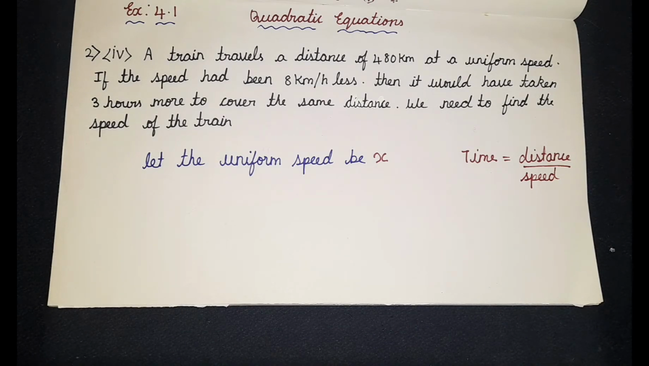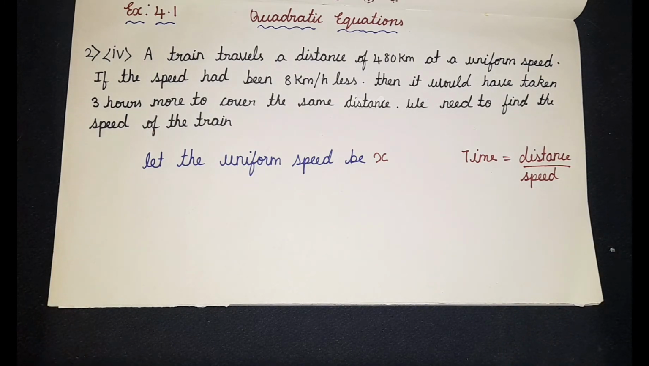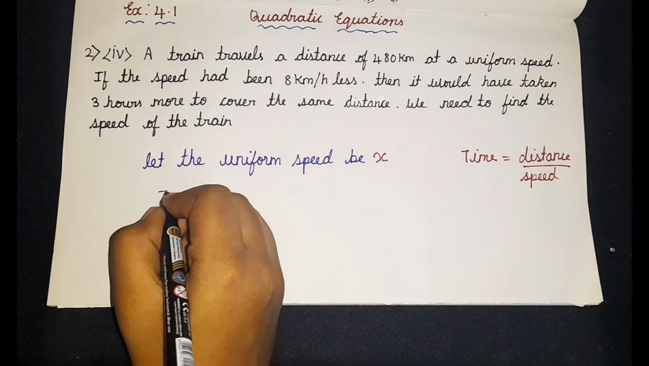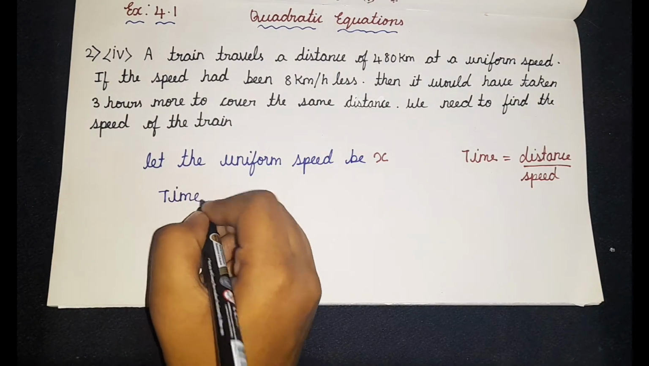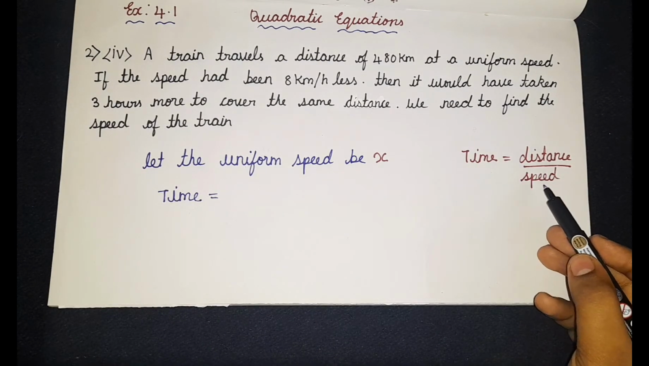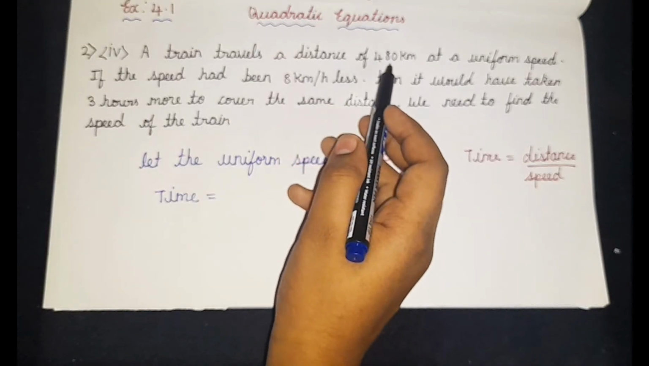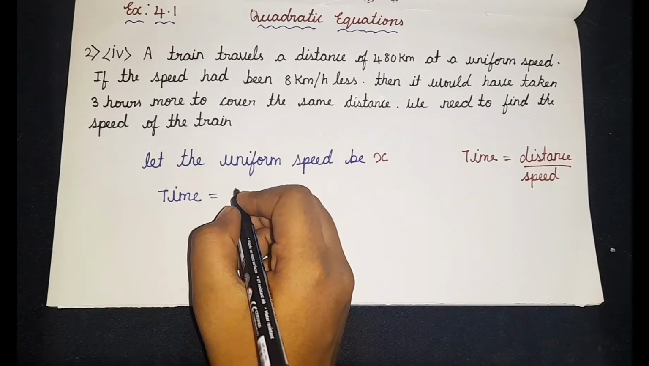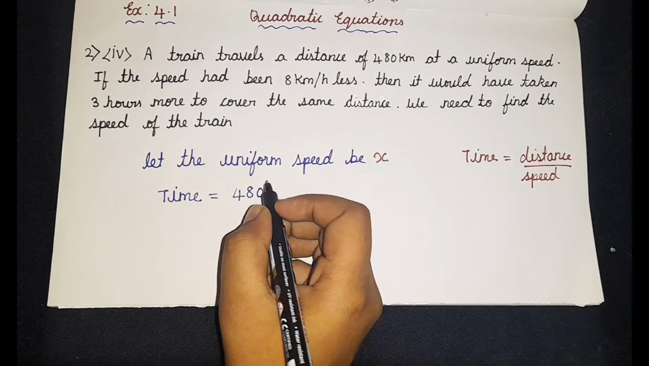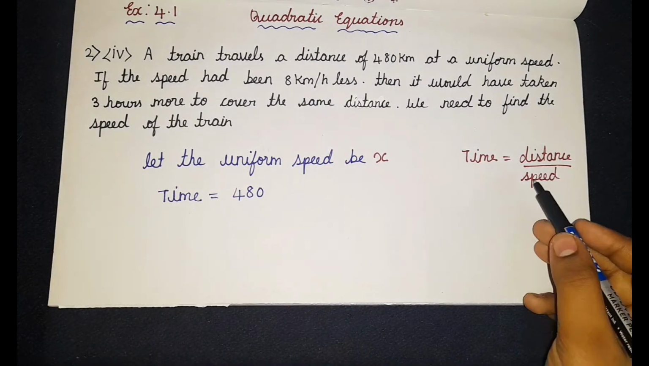In this question they haven't mentioned the time, but we are supposed to find the time. For that we are going to use this formula. So we shall write time is equal to, according to the formula, distance by speed. What is the distance? The distance is 480 km. So let us write 480, and then divided by speed.